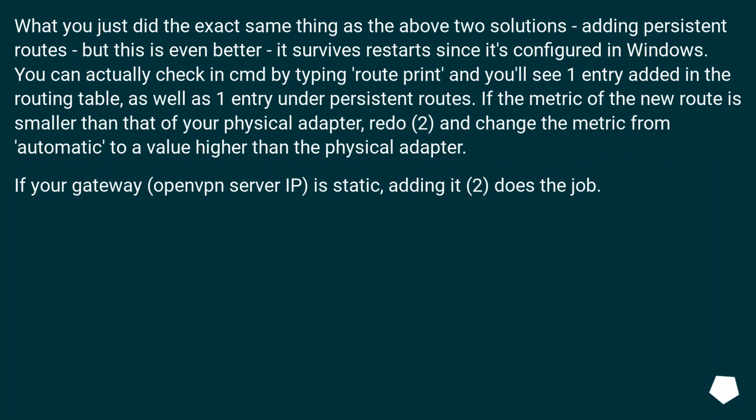What you just did is the exact same thing as the above two solutions, adding persistent routes, but this is even better. It survives restarts since it's configured in Windows. You can actually check in CMD by typing route print and you'll see one entry added in the routing table, as well as one entry under persistent routes. If the metric of the new route is smaller than that of your physical adapter, redo step 2 and change the metric from automatic to a value higher than the physical adapter. If your gateway, the OpenVPN server IP, is static, adding it in step 2 does the job.